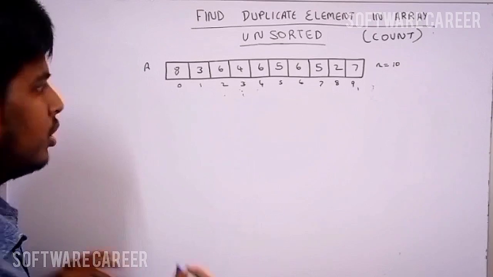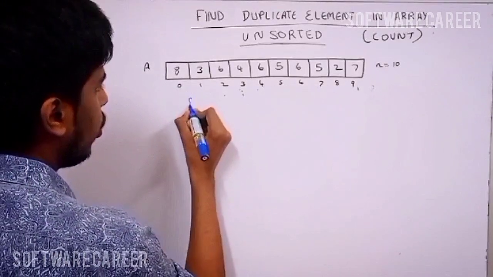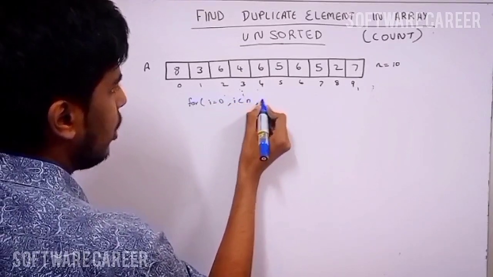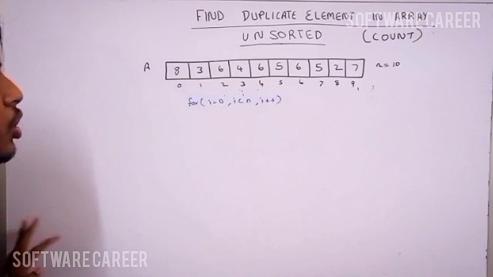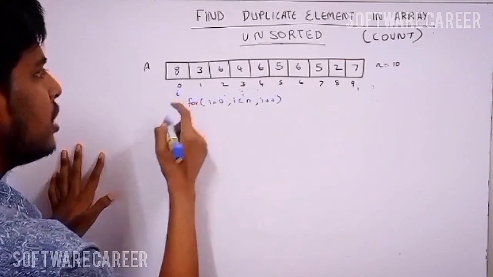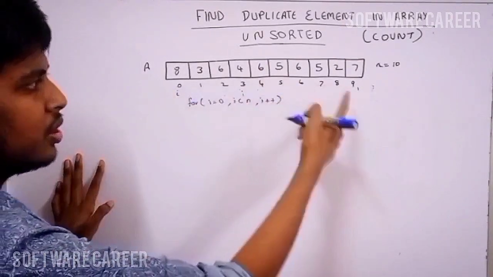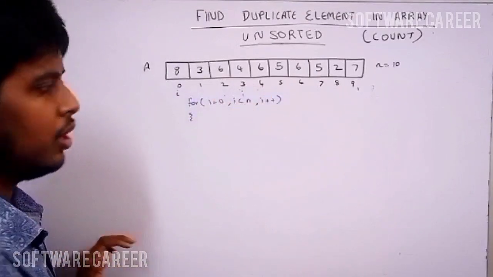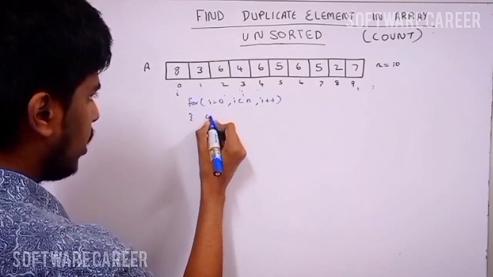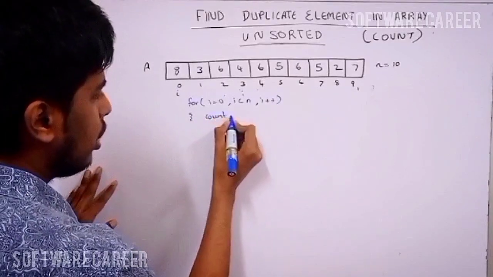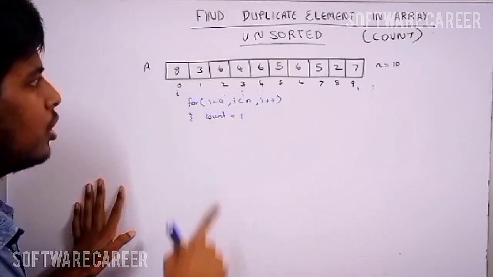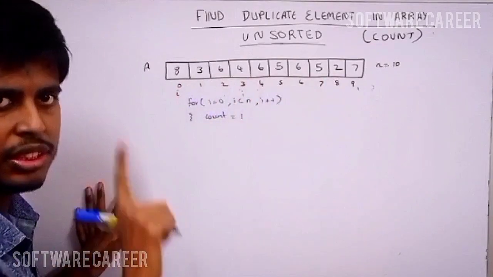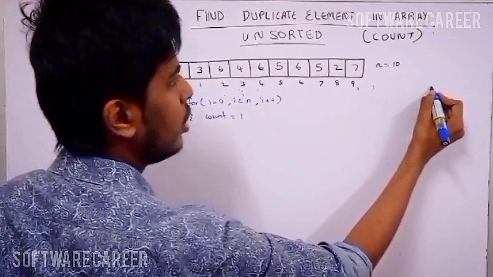Now let's write the code for this. For i equals 0, i less than n, i plus plus. Why am I writing this loop? This loop is for traveling from 0 to 9 for moving this. Now, for checking the duplicate element, I should write count equals 1 inside this loop. Why? By default the count value of every element present here is 1, because all elements appear one time at starting. So count equals 1.